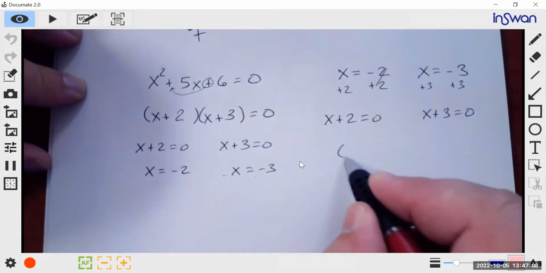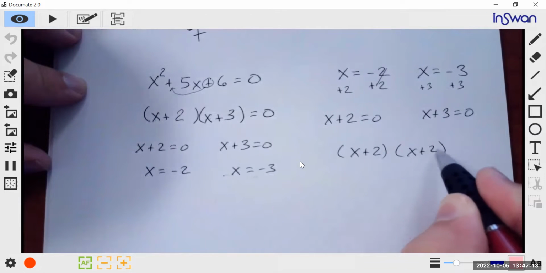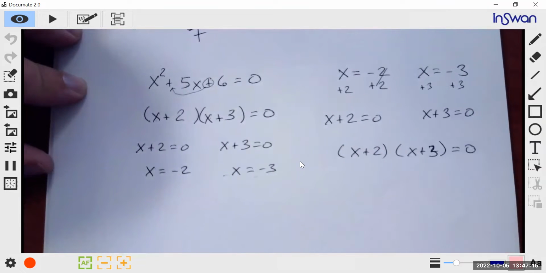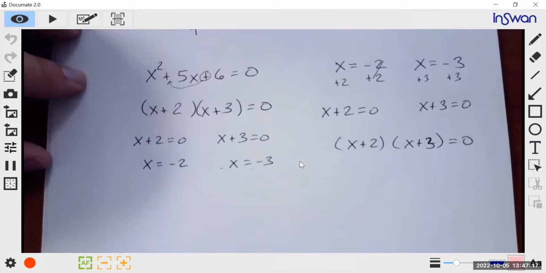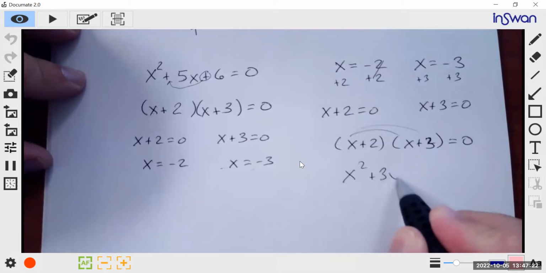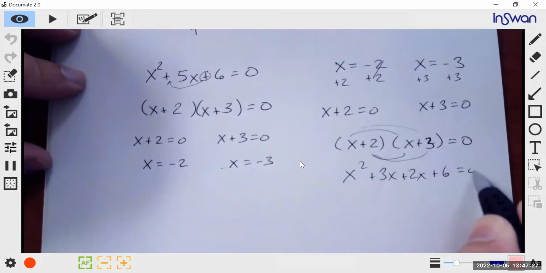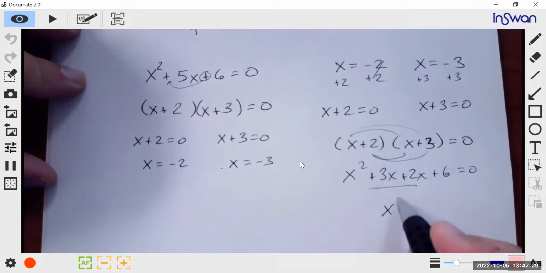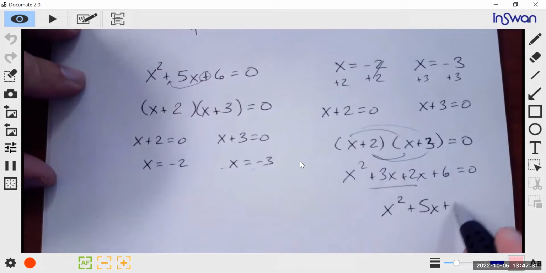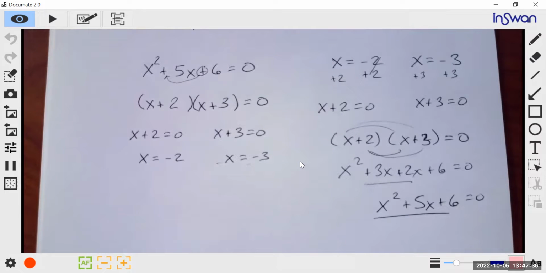Because they both equal 0, I know if I multiply them together, oops, that's a 3, they'll equal 0. Now I multiply them together. I got x squared, 3x, 2x, plus 6. And there you go, so we have to work backwards. To solve, if I give you the x-intercepts, now we have to work backwards.